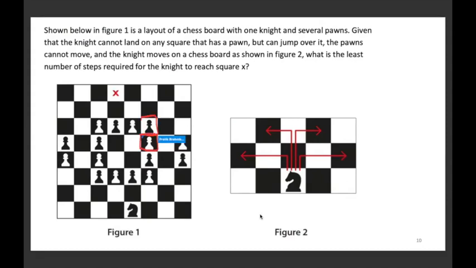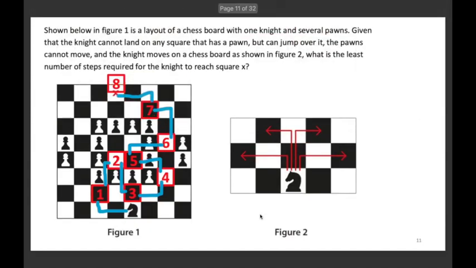What is the least number of steps required for the knight to reach square X? The knight is here, and it has to reach here. You have to find the minimum steps required to reach this position. This is how the knight can move. Let's do this. So the knight can move to this position first, then second, third, fourth, fifth, sixth, seventh, and eighth. So in total 8 positions from which the knight will be able to reach the X marked square.